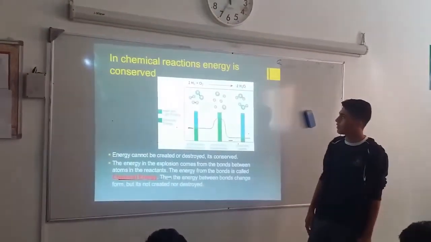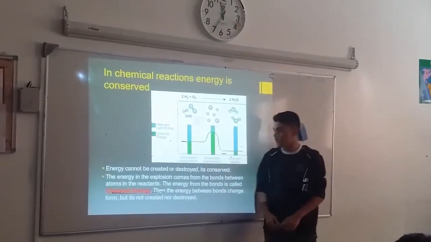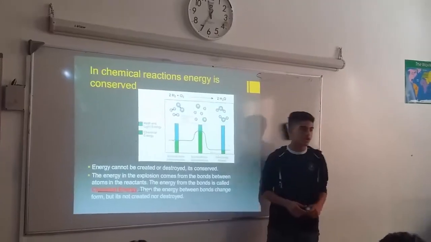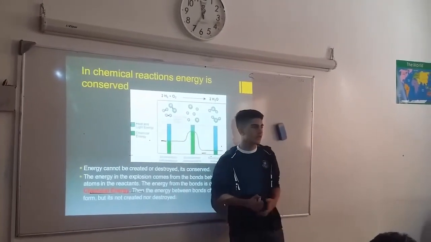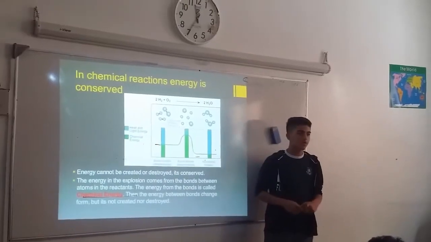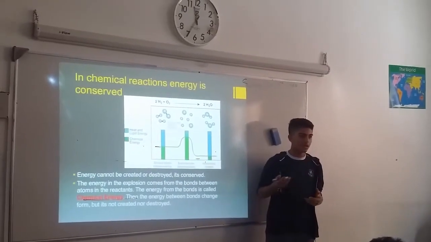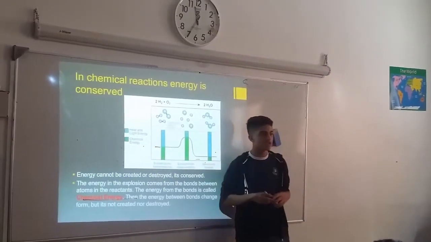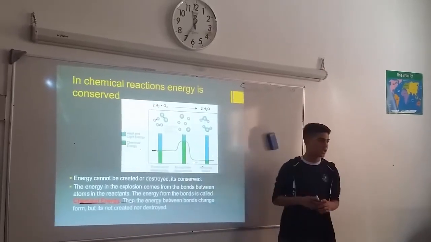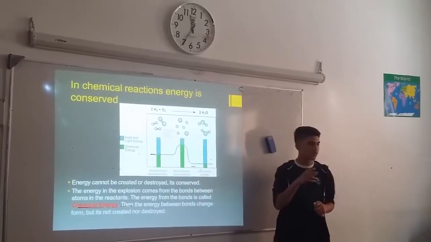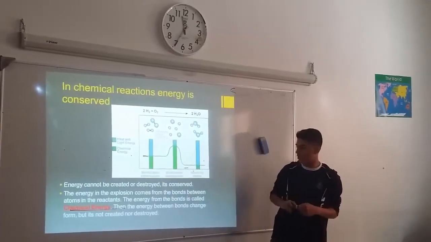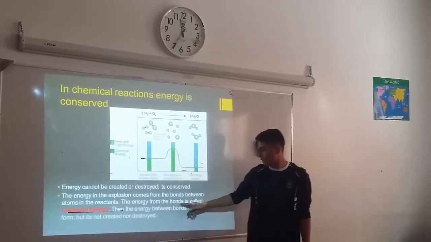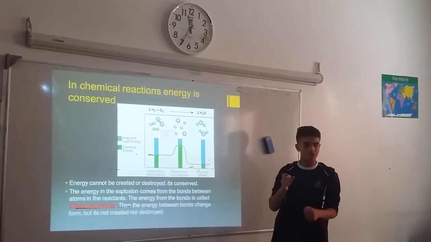So in a chemical reaction, energy is conserved. Energy cannot be created or destroyed due to the law of conservation of energy. You might think of the energy of explosions and think that the energy is created, but the energy is not created. The energy is taken from the bonds between the atoms. The energy between the bonds of the atoms is called the chemical energy.